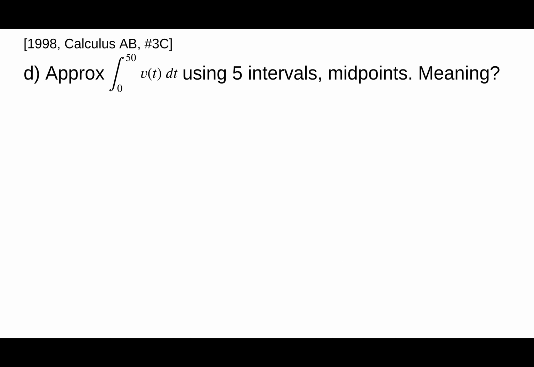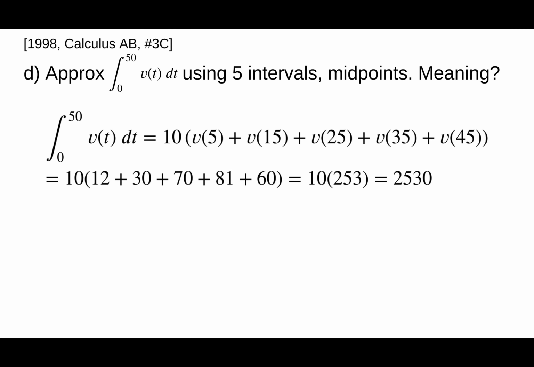In part D, we are asked to approximate the value of the definite integral from 0 to 50 of v of t dt using 5 intervals, using the midpoints, and explain its meaning. Now, when you are given specific directions like this, use 5 intervals, make sure you use midpoints, you have to do what is asked. All right, so our 5 intervals, we're going to use midpoints, so we're going to go between the first and third endpoints.